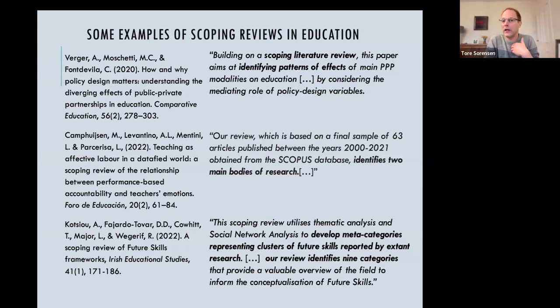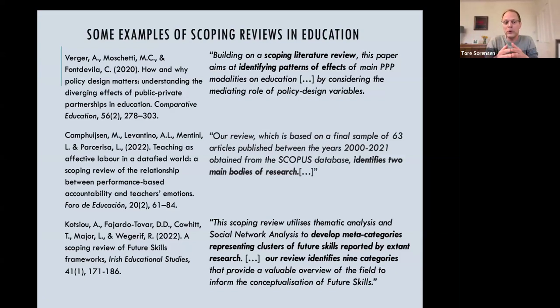Other scoping reviews, including the ones that I've been involved in, have had a stronger conceptual or theoretical focus, trying to map the literature and not looking at effects in the real world, so to say. Campoisen and colleagues are indeed also looking at effects to a certain extent, but they are also putting quite a lot of effort into identifying two main bodies of research. And again, here you see trying to map the literature and the boundaries within it and towards other fields.